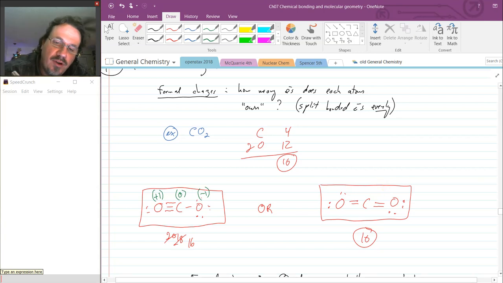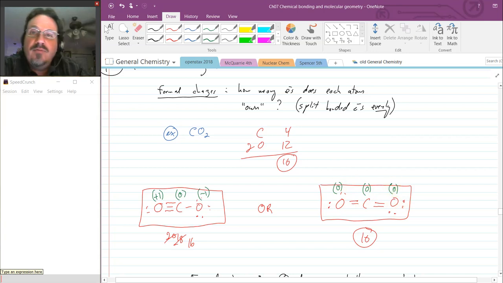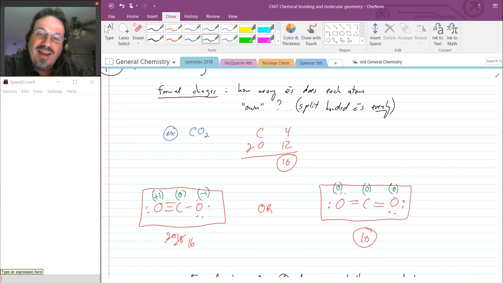Let's try this one over here. 1, 2, 3, 4, 5, 6 for that oxygen. Normally has 6, so that's 0. This carbon has 4. It normally has 4, so it's 0. And same thing with this oxygen. It has 6. Normally has 6. So that structure has 0 for the formal charge for every atom in it.